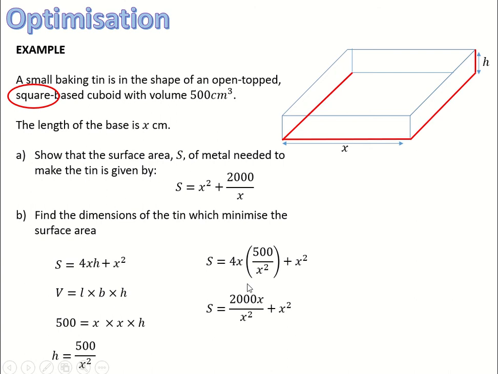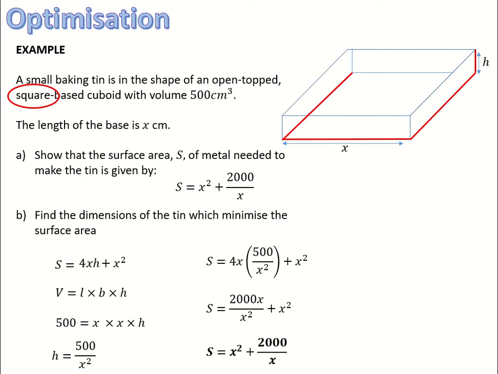4x times 500 is 2000x, so multiply out the brackets: 2000x over x squared plus x squared, and simplify this down. You've got a common factor of x there, so it's x squared plus 2000 over x. All I've done is swap them around. A plus b is the same as b plus a, but now it looks like what was required in the first part of the question, and that's part A done. Quite difficult, granted, but I've still just used all the information that's there in the question for me to get a formula.